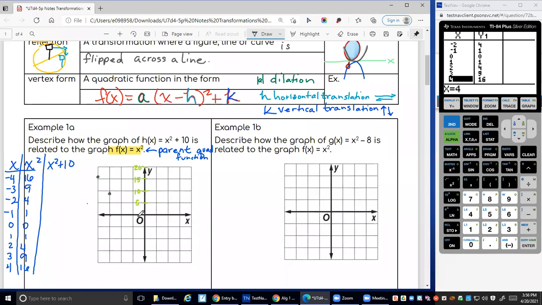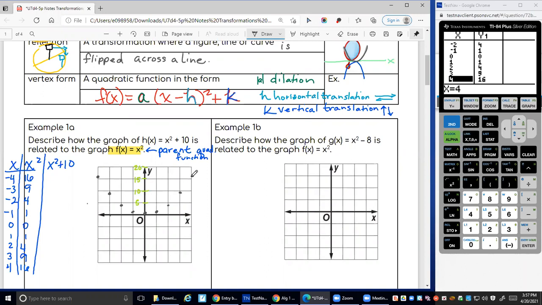And I have -2 and 4. And -1 and 1. And then 0, 0. I know this is my lowest point, so that must be my vertex. And I'm going to use symmetry to help me plot my other points.